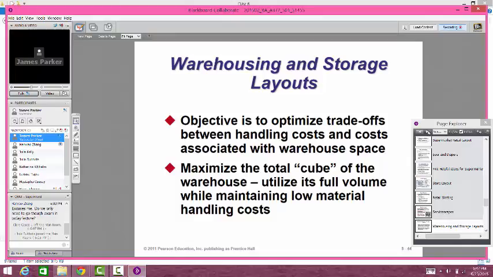Warehousing, storage layouts. Here we're sort of stepping away from service and retail. We're more into manufacturing, warehousing, and all that. And so it's all about cost. You can see the word cost three or four times in here. So it's about cubing out this warehouse.